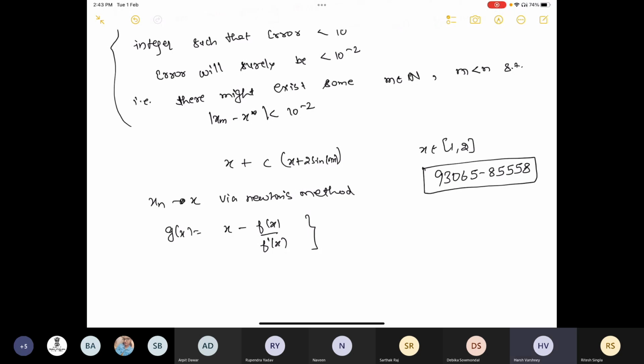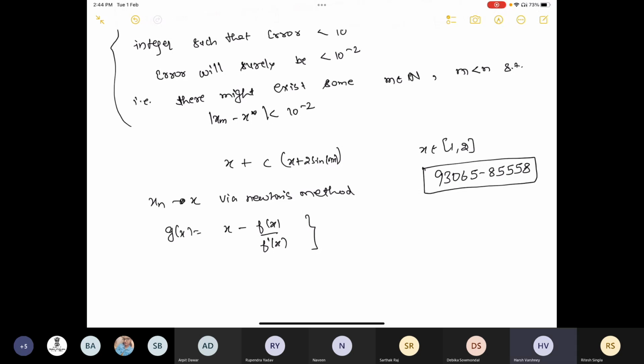So, is it guaranteed that it will converge? For Newton's method, the initial guess should be very close to the root, otherwise it will diverge. Every method has its own pros and cons. Newton's method just goes at a faster rate, that is the pro. But the cons are that you have to take the initial guess sufficiently close, first of all, and secondly, your derivative should be defined there.